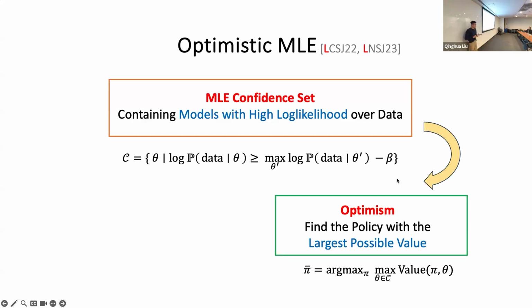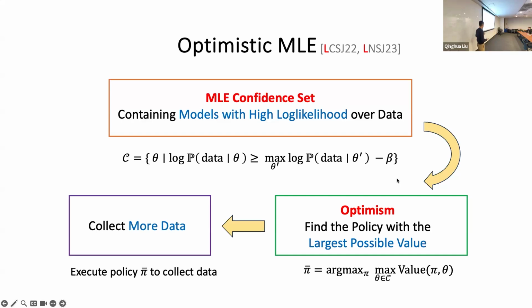And in the second step, we use the principle of optimism. We take each policy, and we use this model confidence set to compute the upper bound for the value under each policy. And after that, we pick the policy which has the highest possible upper bound. So this is the optimistic planning step. And then we use this policy to collect more data, and we repeat. These are all the details of the algorithm.